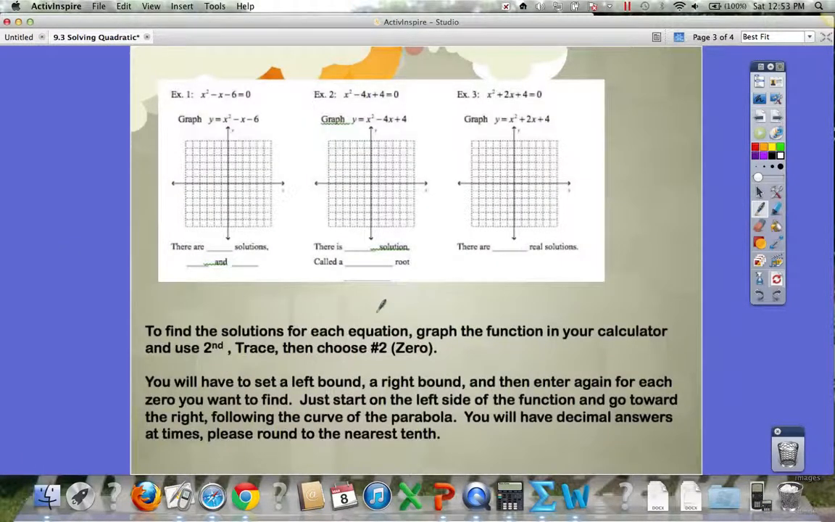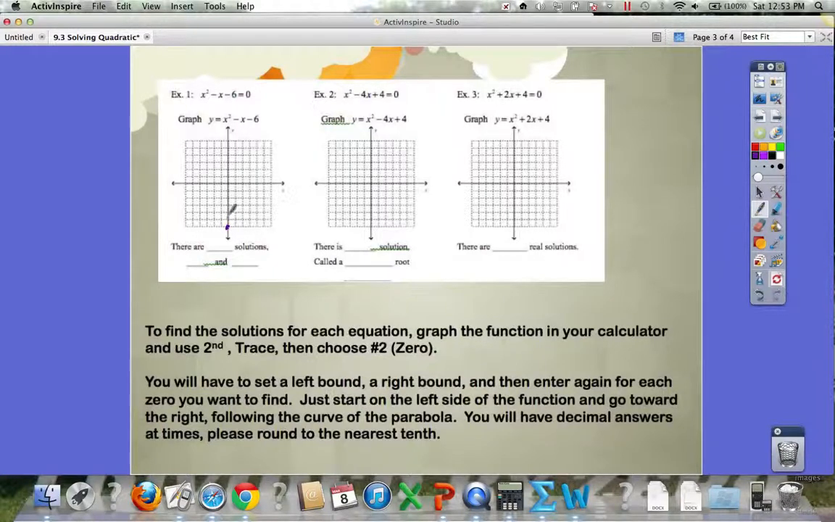Alright, so let's do a few. First one says x squared minus x minus 6 equals 0. And that would be graphing y is equal to that same thing without the equal 0 on the back end. When we graph this, just looking at this, you should know that the y-intercept is negative 6. So you should be able to go right there and put a dot. 1, 2, 3, 4, 5. Because that's very easy to do.